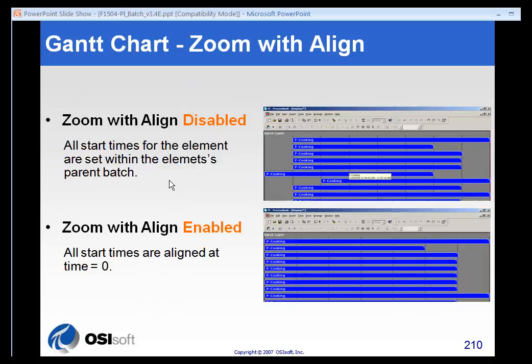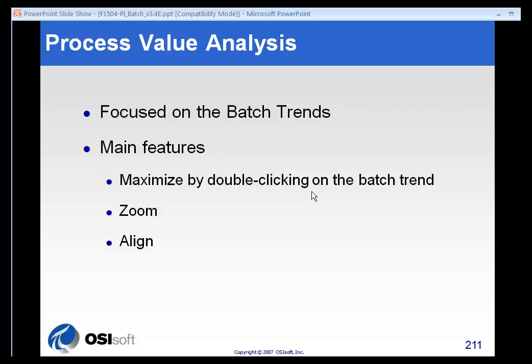Also, notice that when you have zoom with align, that was a setting in the trend configuration. Zoom with align is normally disabled, and that way when you zoom, it doesn't necessarily align each one of them. It shows them in their relative spaces. If you have zoom with align enabled, it will align each item every time you zoom. So that behavior is set in the trend configuration, and you can alter that as you see fit.